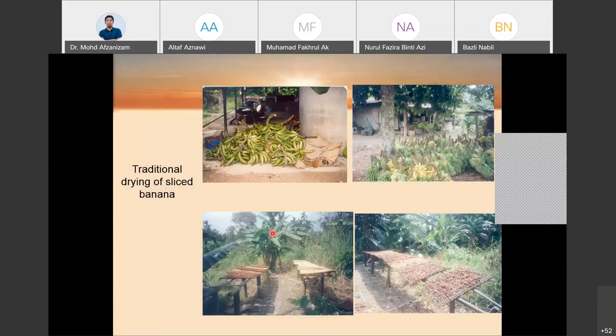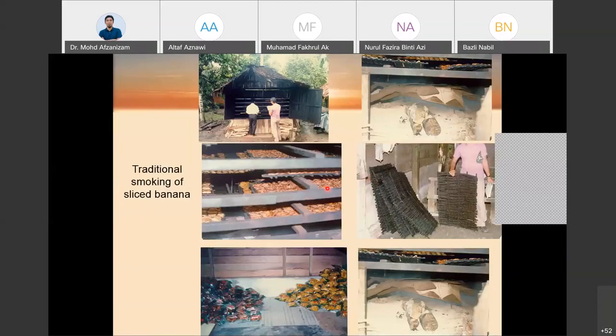Okay. And then we go for the burning underneath the banana slice to get the smoke feeling, smoke environment or smoke condition, so that it can be called a smoked banana. Okay, and then the packaging. So this is the core of the smoke to be put underneath the banana to get the smell of the smoke.